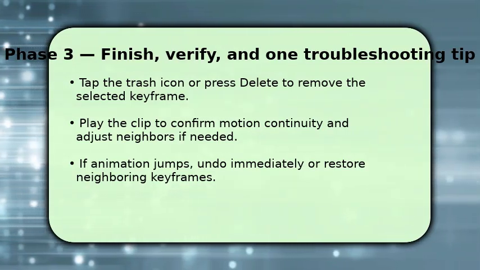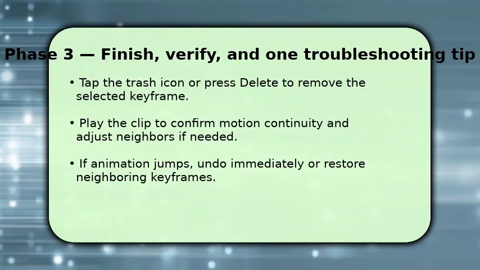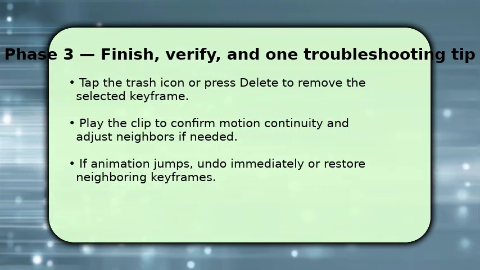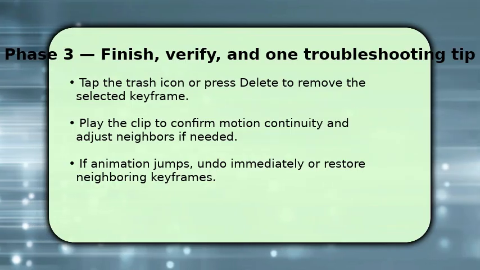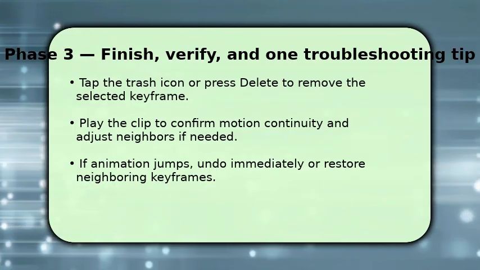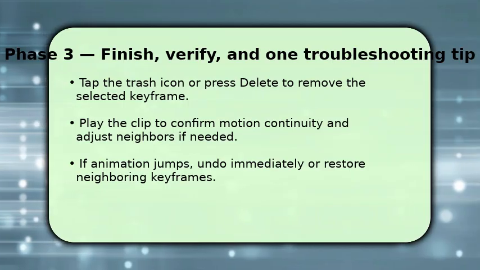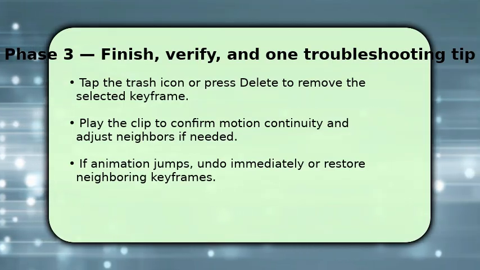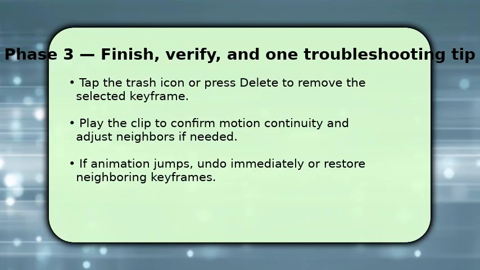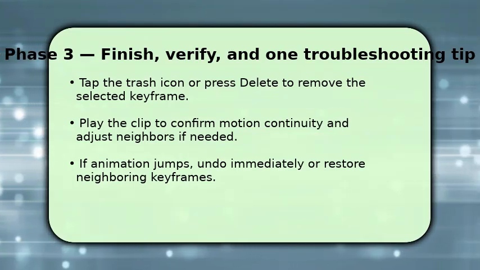Sometimes gaps create sudden jumps, so make sure the surrounding keyframes preserve the intended easing. If something looks off, undo immediately and tweak adjacent keyframes or redistribute timing. Troubleshooting tip: if animation snaps, restore the deleted keyframe from undo and use split selection to.